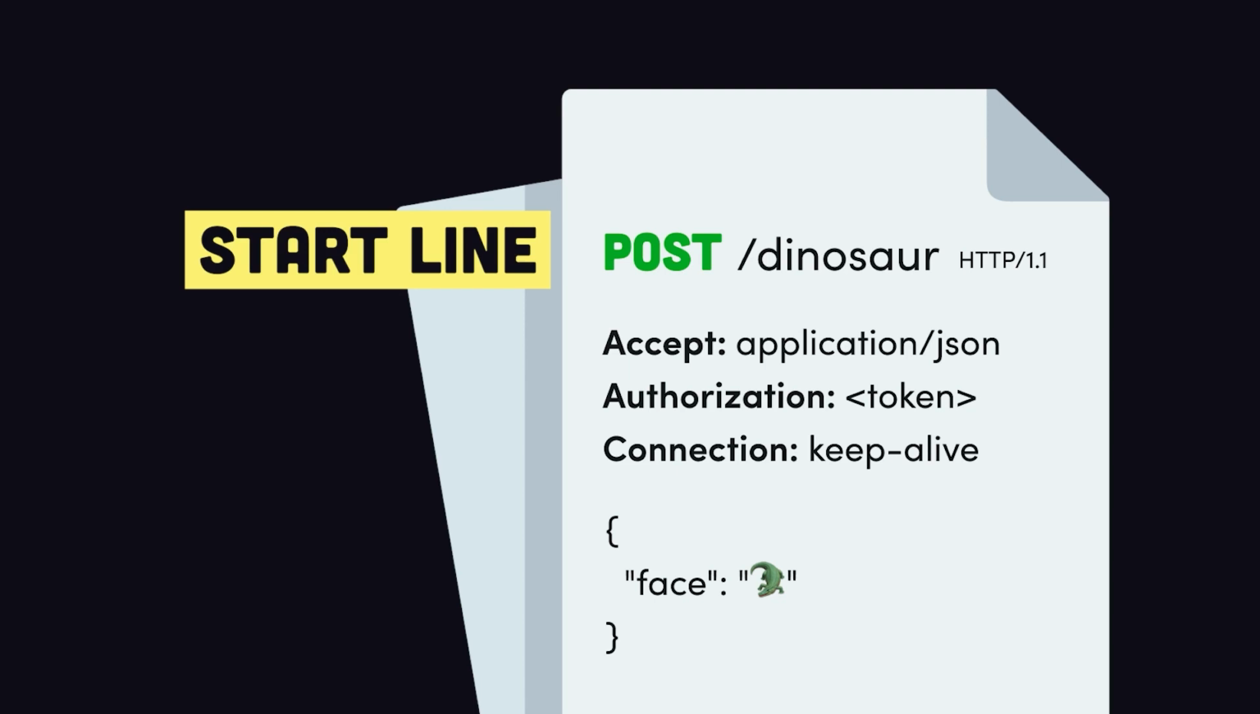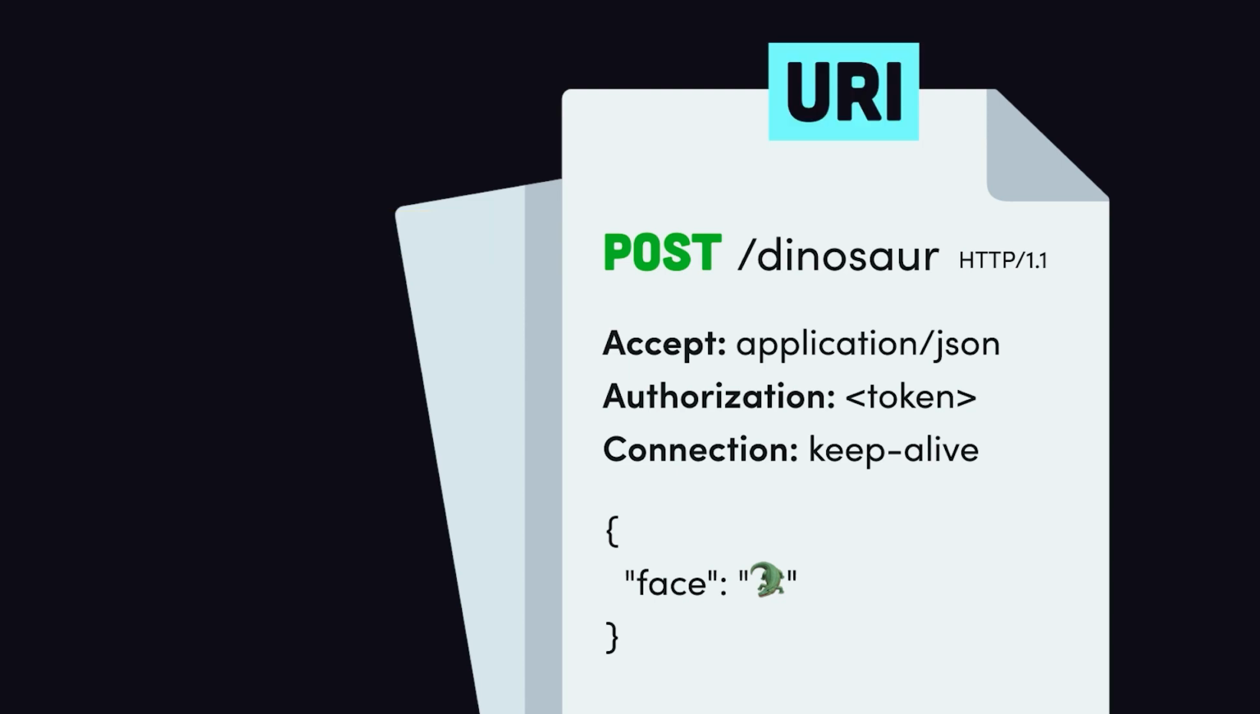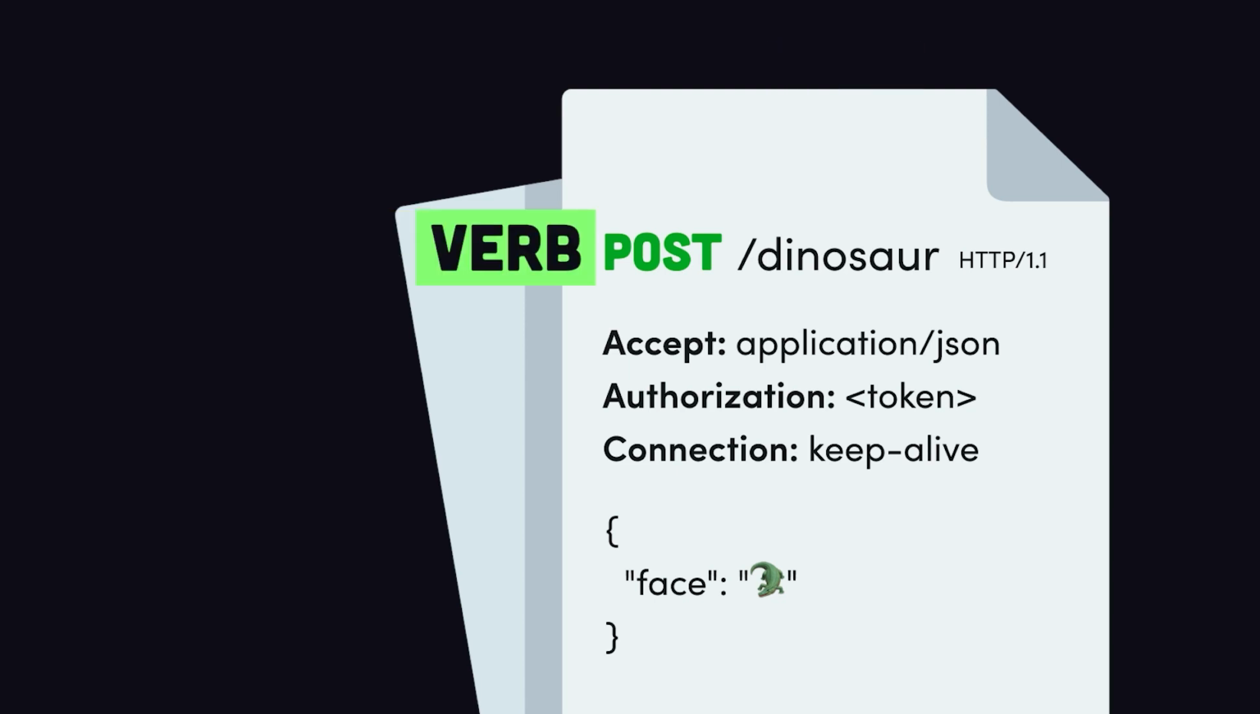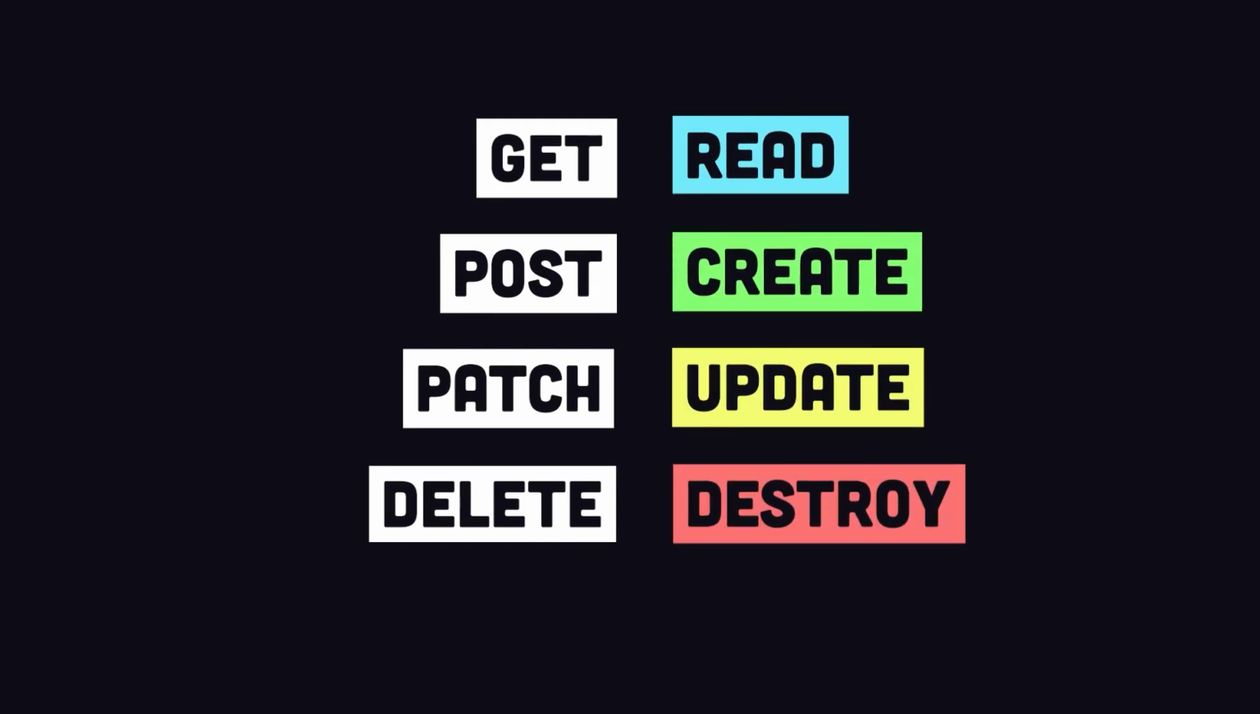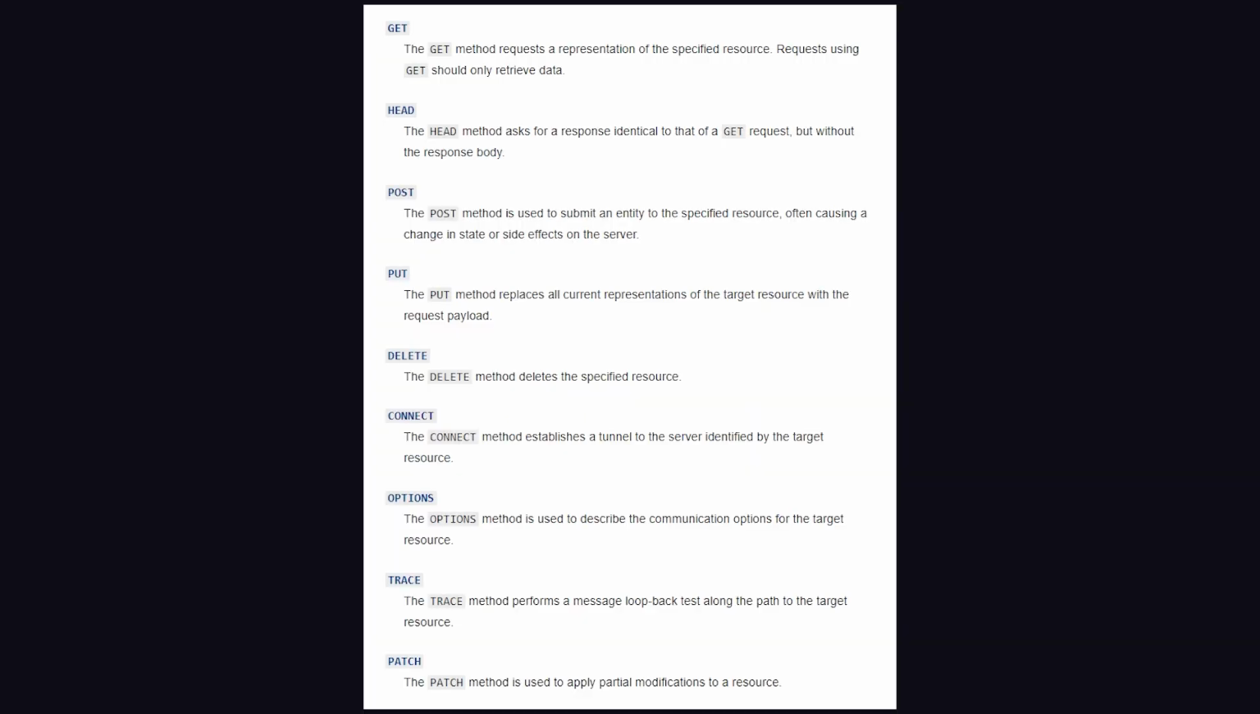Most importantly, the start line contains the URI that you wish to access, which is preceded by an HTTP verb or request method, which signal your intent with the resource. A GET request means you just want to read the data, while POST means you want to create a new resource. PATCH is for updates, DELETE is for removing data, along with a few other methods beyond those.